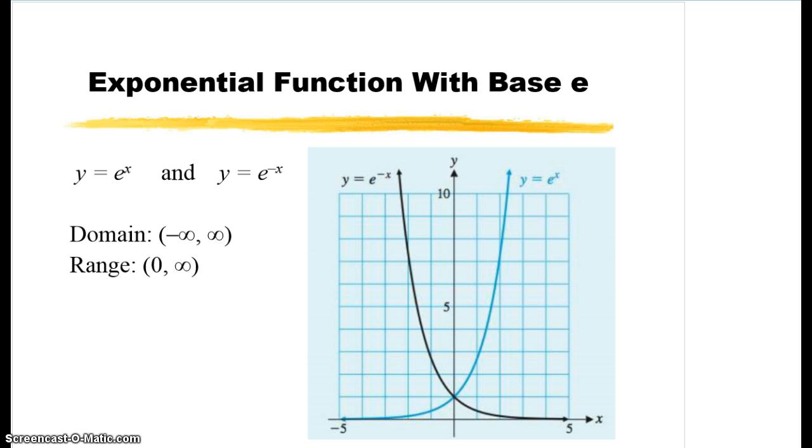y equals e to the x increases pretty rapidly, as you could tell, just like all the other exponential functions we've seen. e to the negative x, the black curve here, always decreases. Both of them have 0 as the horizontal asymptote, just as expected. The domain for both is negative infinity to positive infinity, and the range is 0 to infinity. So that's exponential functions with base e.